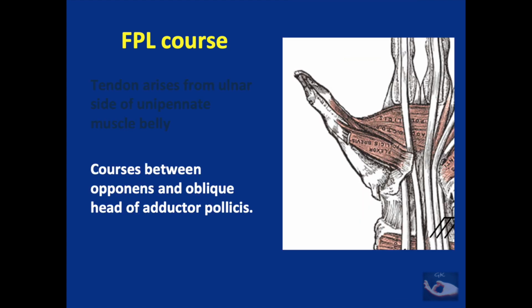After it enters the hand through the carpal tunnel, the flexor pollicis longus courses between the opponens pollicis and the oblique head of the adductor pollicis before it gets inserted into the base of the terminal phalanx.